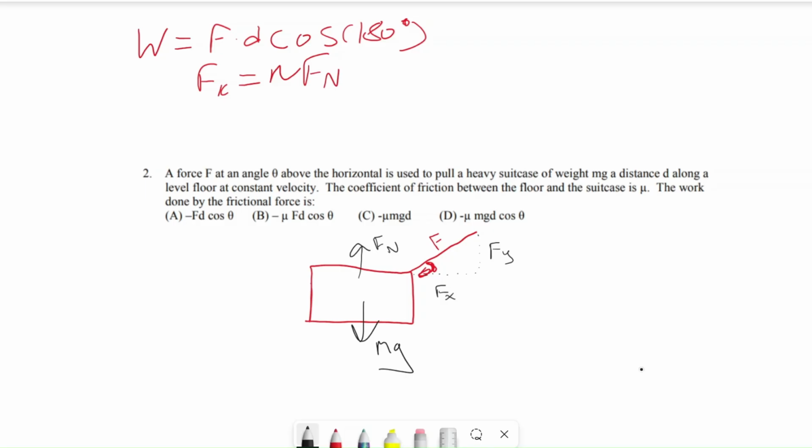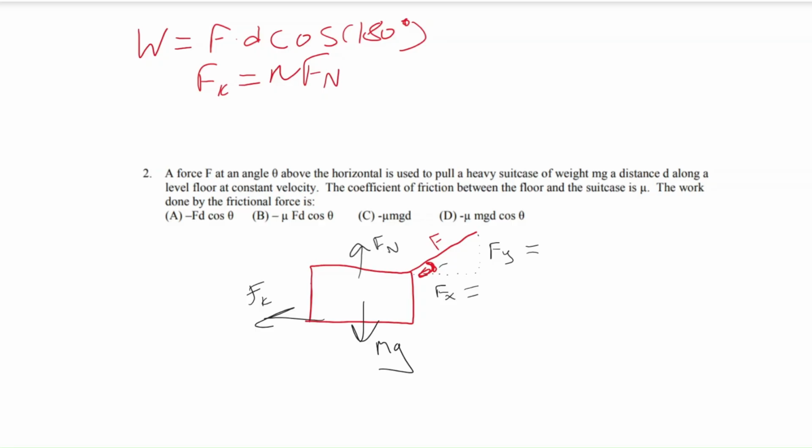And then of course we do have our force of kinetic friction, but we know force kinetic is mu times force normal, so there's no need to calculate that since we're going to get it from our force normal right here. So with everything in mind, we need to calculate what our force y and our force x are going to be. Using theta, we can use our trig identities.